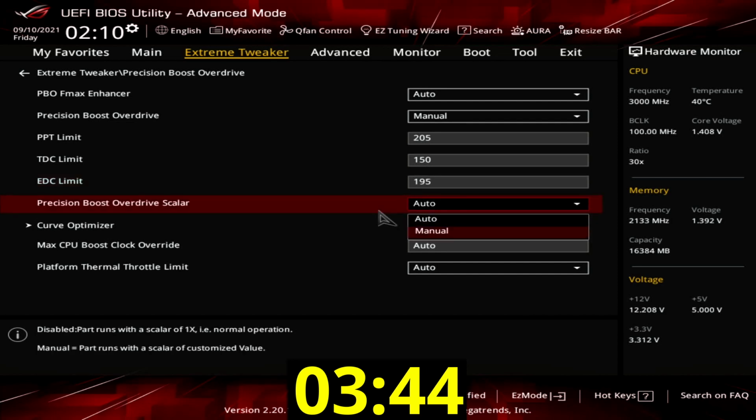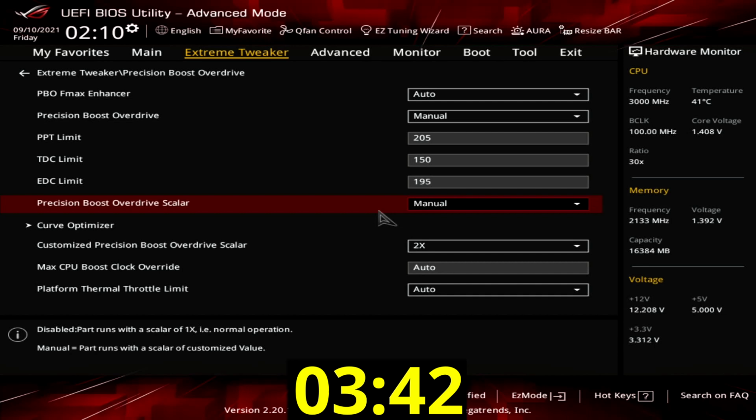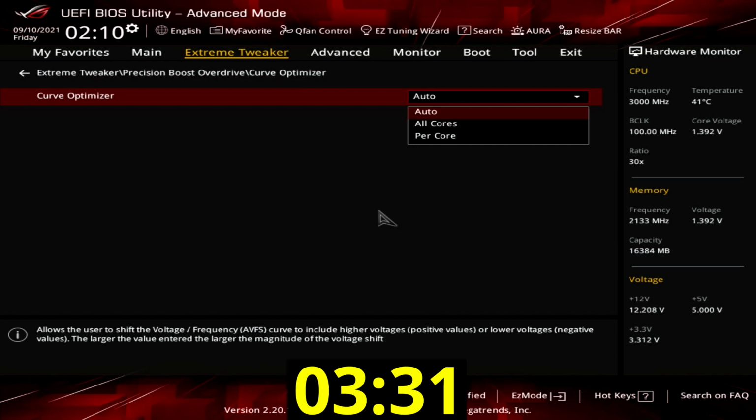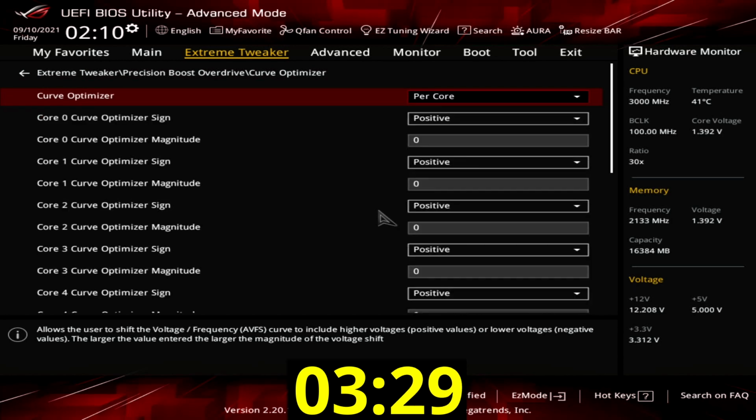Set Precision Boost Overdrive Scaler to manual and 10x. This tricks the PBO algorithm into thinking our CPU is much better than it actually is, so it will push for higher voltages. Enter the Curve Optimizer submenu and set Curve Optimizer to per core. Here's where the real magic happens, as Curve Optimizer allows us to adjust the VF curve for each core by up to 30 steps of 3 to 5 mV.